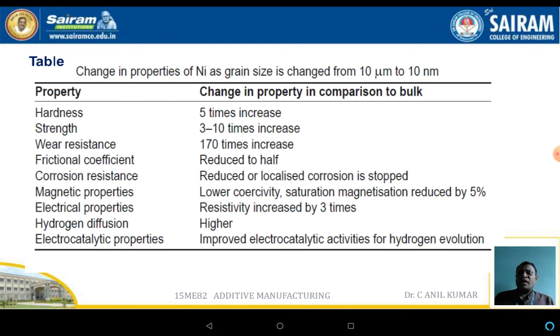The hardness increases 5 times that of the micro. The strength increases somewhere 3 to 10 times. The wear resistance increases 170 times. Then the frictional coefficient reduces to half of that. The corrosion resistance reduces, and even the magnetic properties, the lower corrosivity and saturation magnetization, are reduced by 5%. The electrical property, the resistivity, increases by 3 times. Like that, if the particle size is varied from micrometer to nanometer, most of the properties increase, and also there is a great improvement in the mechanical properties.